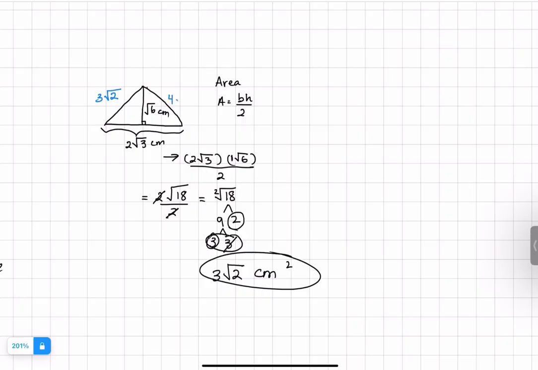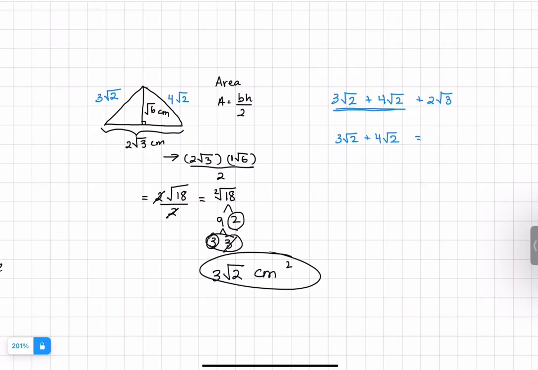So 4 root 2. When we add all sides, 3 root 2 plus 4 root 2 plus 2 root 3. Let's start by adding two numbers at a time. So let's start by adding 3 root 2 plus 4 root 2. We can add these two because the radicals are the same.